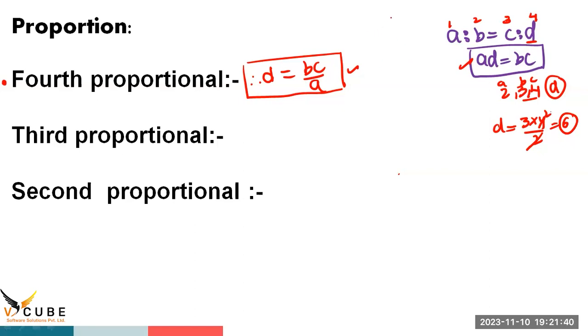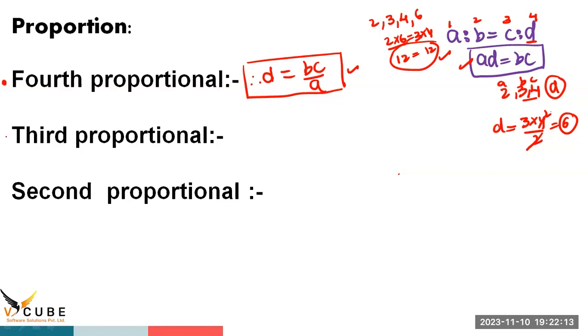Here the A value is 2, B value is 3, C value is 4, and D value is 6. The proportion formula is AD is equal to BC. Then 2 into 6 is equal to 3 into 4. 2 6s are 12, 3 4s are 12. 12 is equal to 12. Is it a proportion or not? Yes. So it is a proportion. Just remember the fourth proportion formula: D is equal to BC by A.